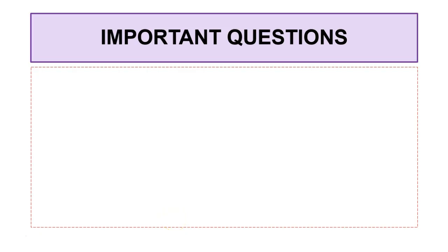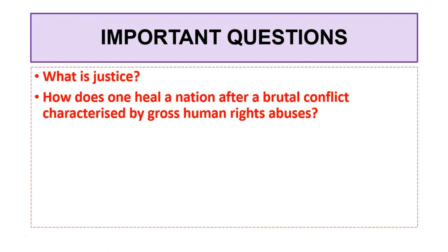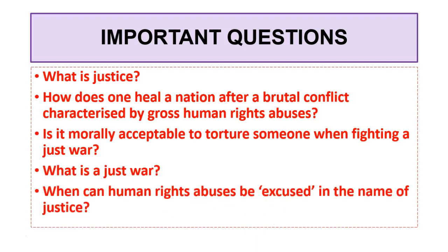Now, important questions anybody should ask when dealing with anything to do with transitional justice are the following. What is justice? How does one heal a nation after a brutal conflict characterized by gross human rights abuses, such as the apartheid years? Is it morally acceptable to torture someone when fighting a just war? What is a just war? And when can human rights abuses be excused in the name of justice, if they can ever be excused?